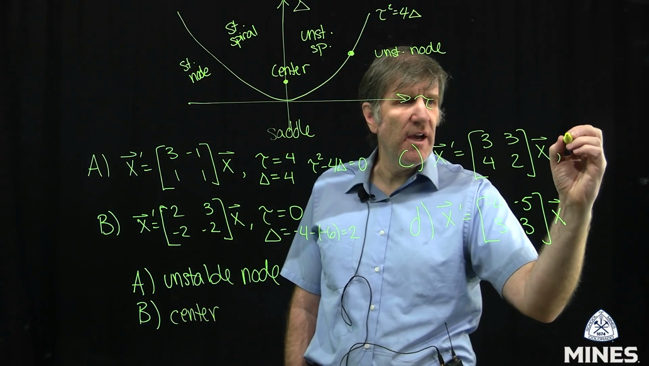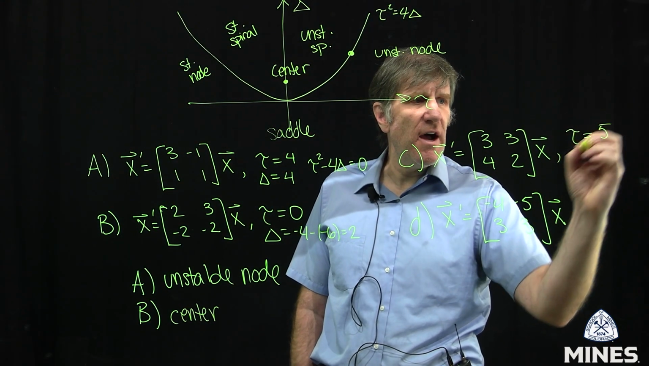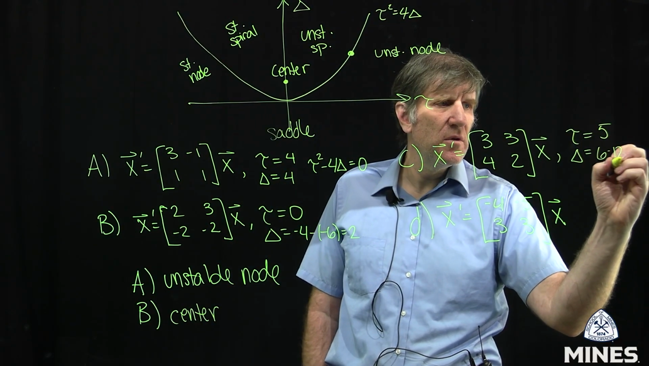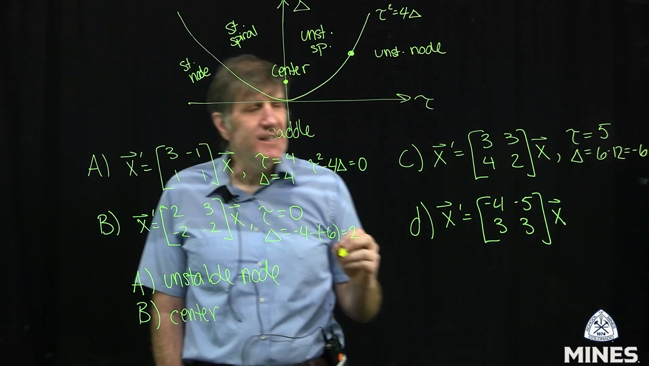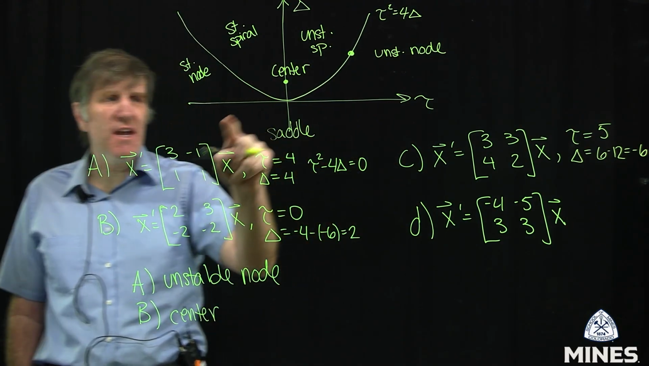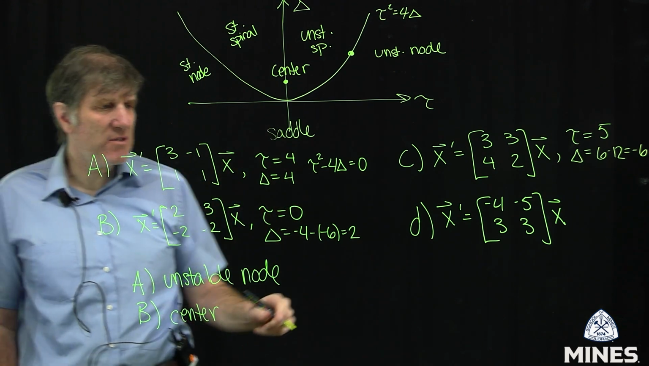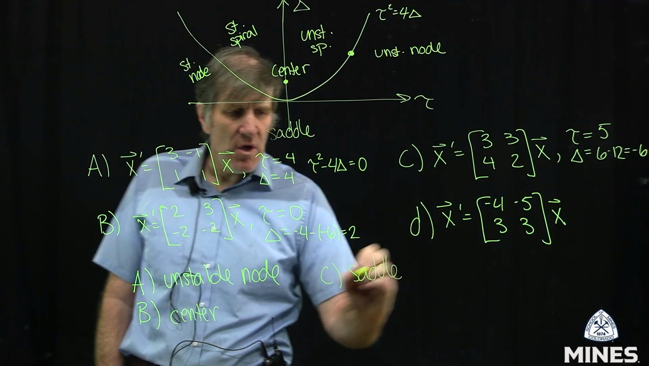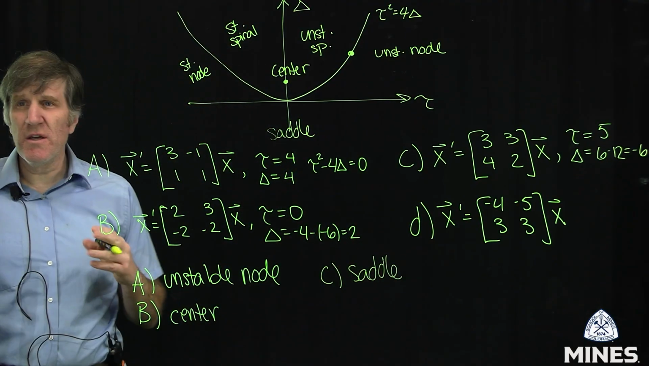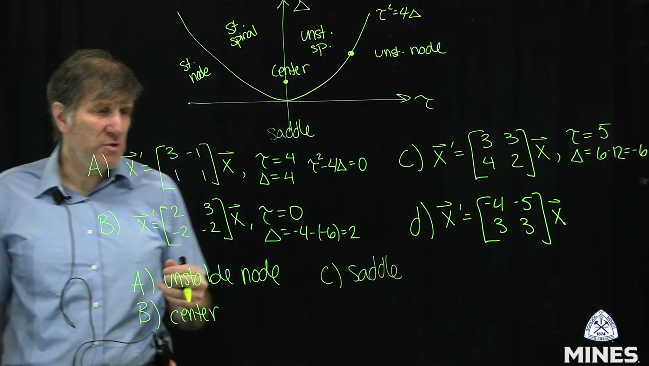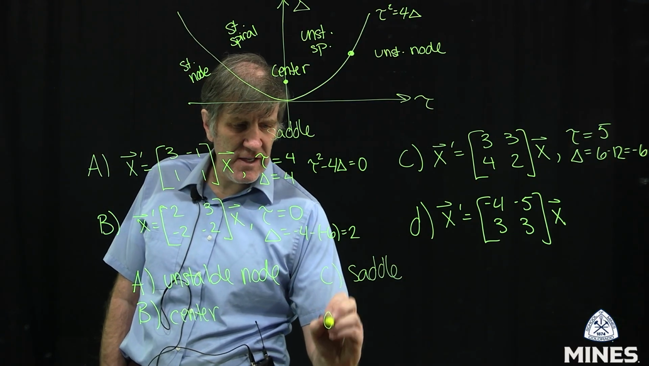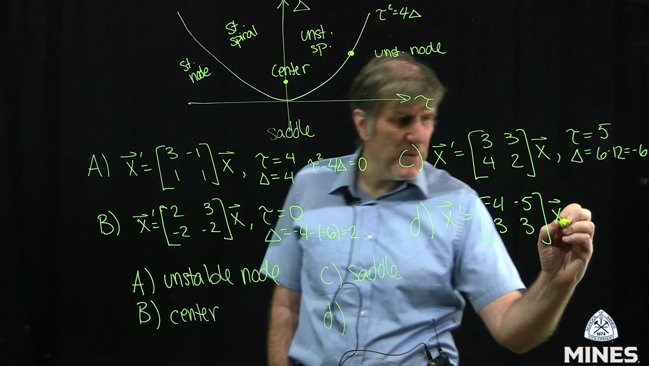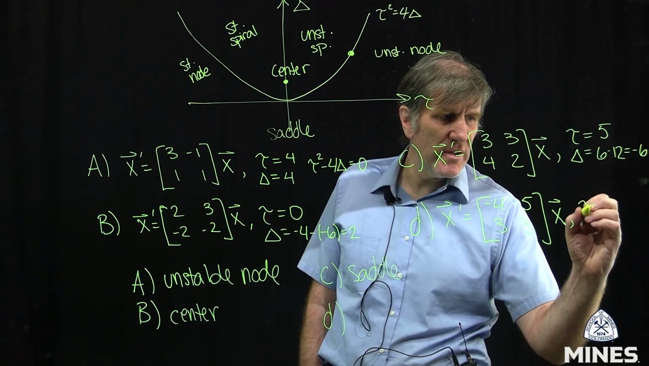For C, we have tau equals 5 and delta equals 6 minus 12, so negative 6. Delta is negative. If delta is negative, we're down on this side of the tau axis, and that means we have a saddle, which is unstable. So we will have solutions in x and y that go to plus or minus infinity for most sets of initial conditions.